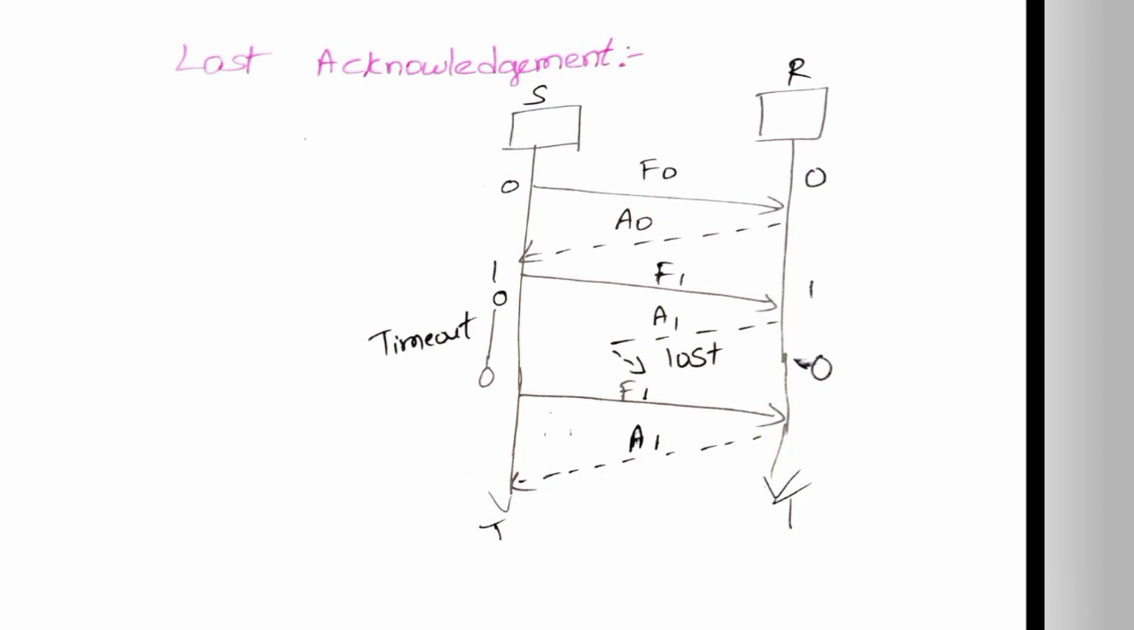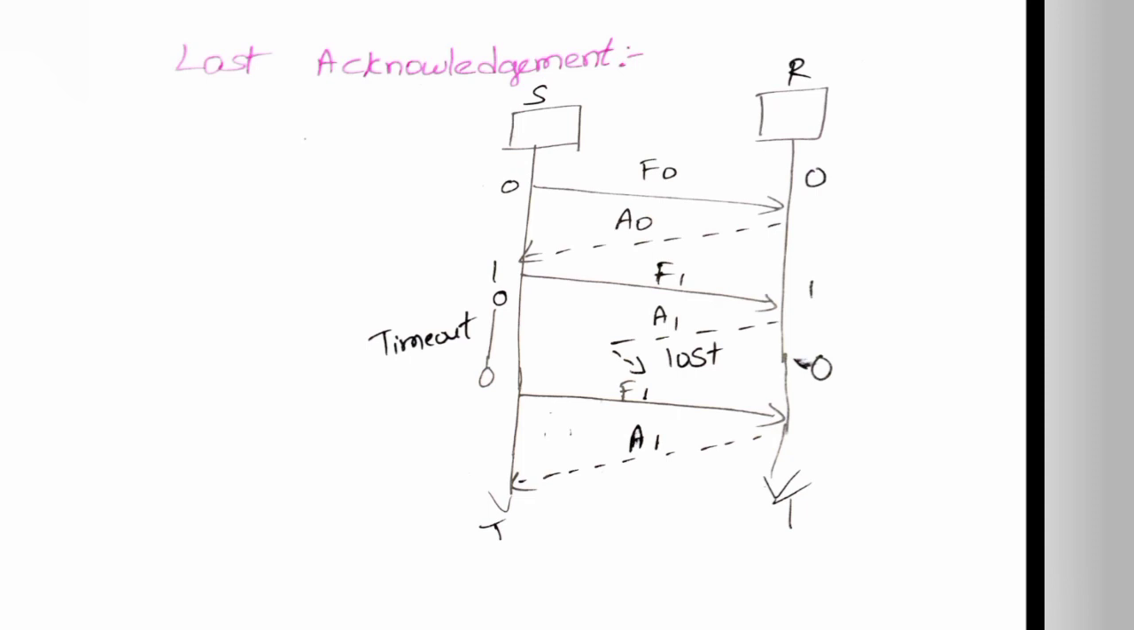So here the sender will transmit frame 0 to the receiver and it will receive the acknowledgement for frame 0. And then the sender will transmit frame 1. The receiver will receive frame 1, but the acknowledgement for frame 1 is lost while transmitting to the sender. Now the sender will time out. The sender maintains a timer, so it will time out and assume that frame 1 is lost. That's why it again retransmits frame 1 to the receiver.